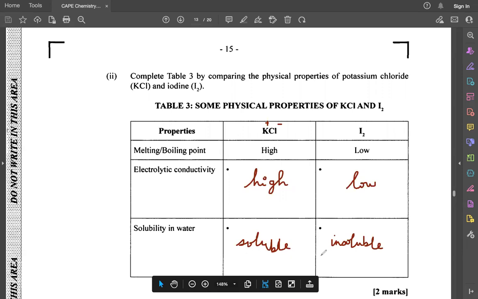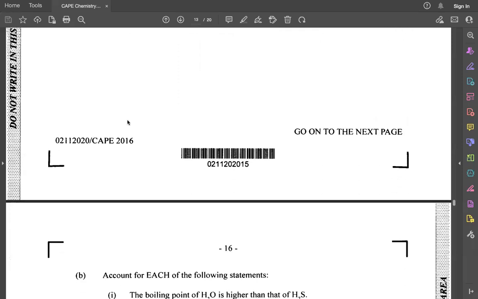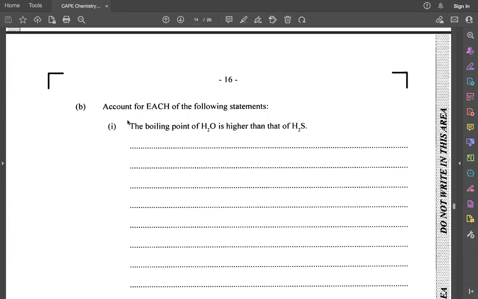So this is how we'd fill out this table, and we would be able to get our 2 marks in the bag, and we're ready to move on. So that was part 2. We're ready to move on to what's next. So I'm just gonna clear this and move down to part B.